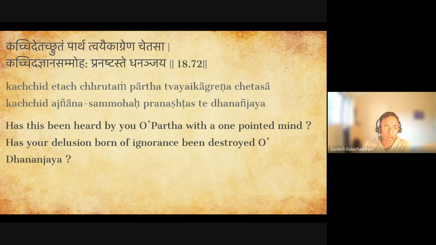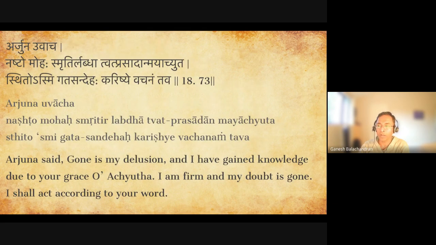Kaschid means question mark. Ajnana sammohaha, your delusion born of ignorance. Pranashtaste Dhananjaya, has it been destroyed, O Dhananjaya? So that is what Bhagavan is asking. Te ajnana sammohaha pranashtaste kaschit. Kaschit means question mark. That's how you have to read. So basically, by addressing Arjuna, Krishna is addressing a serious student. Did you destroy your self-ignorance? And then Arjuna replies.